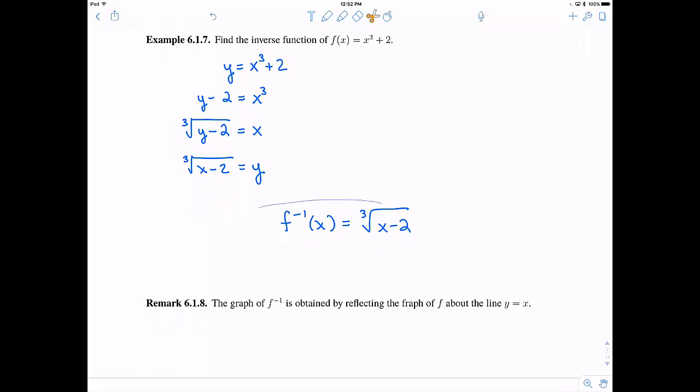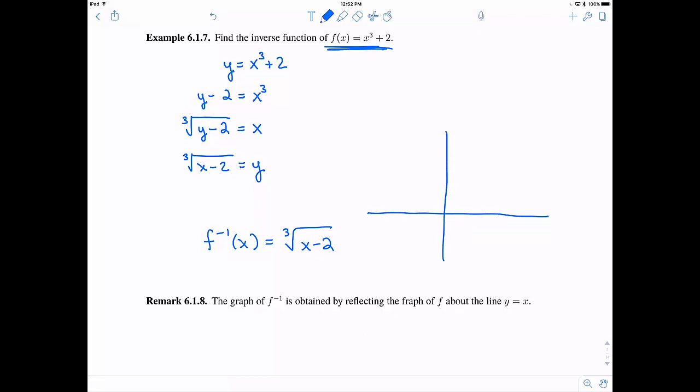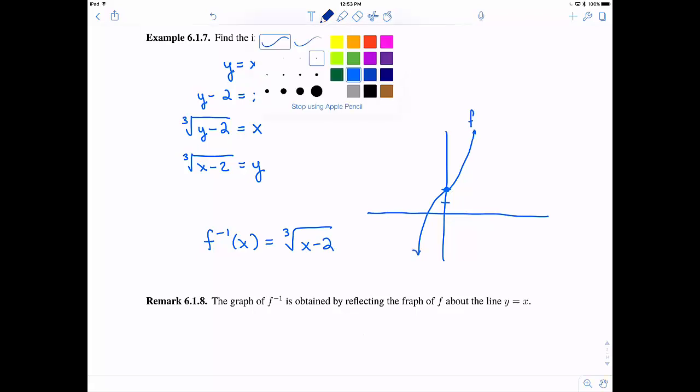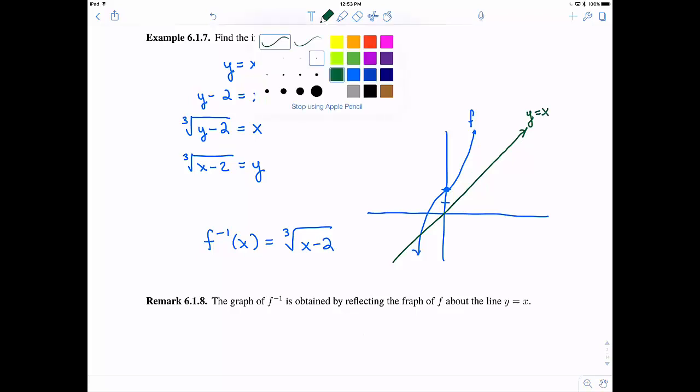Actually, let me sketch a picture here. Let me use technology to move this over. I'm going to draw a quick graph of the function and its inverse, because the claim, in this remark below, is that the graph of f inverse is obtained by reflecting the graph of f about the line y equals x. To graph the cube root of x minus 2, I can first graph x cubed plus 2, a nice cubic that has been shifted up 2. Then I'm going to draw the line y equals x.